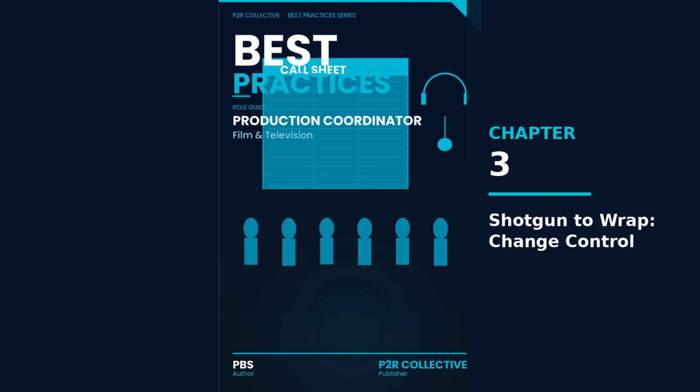Schedule shifts, holds, and reshoots don't fail all at once. They fail in small, boring ways. One department hears a different time, one asset gets relabeled, one shot gets marked done when it isn't. You need disciplined change control that you can run while you're still moving fast. This chapter gives you a repeatable method you can use on commercials, episodic, or feature work, the change control loop, so your day stays stitched together instead of unraveling in the background.